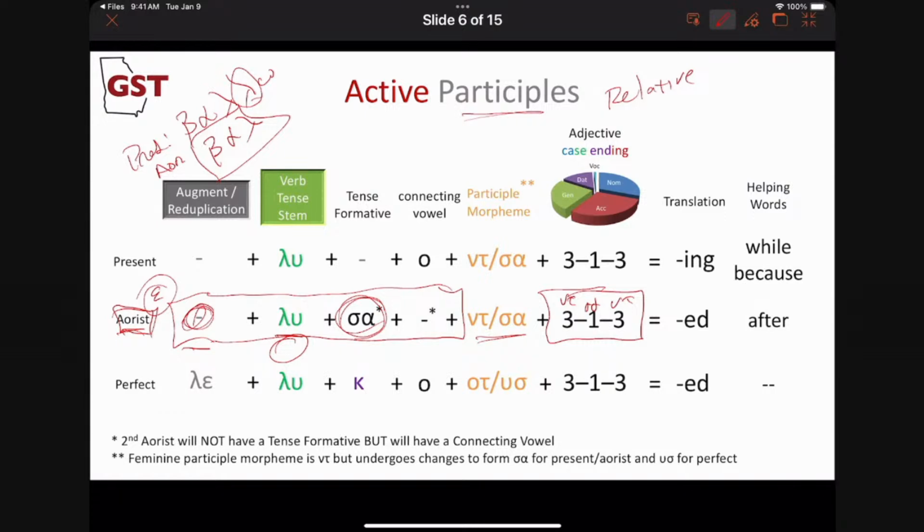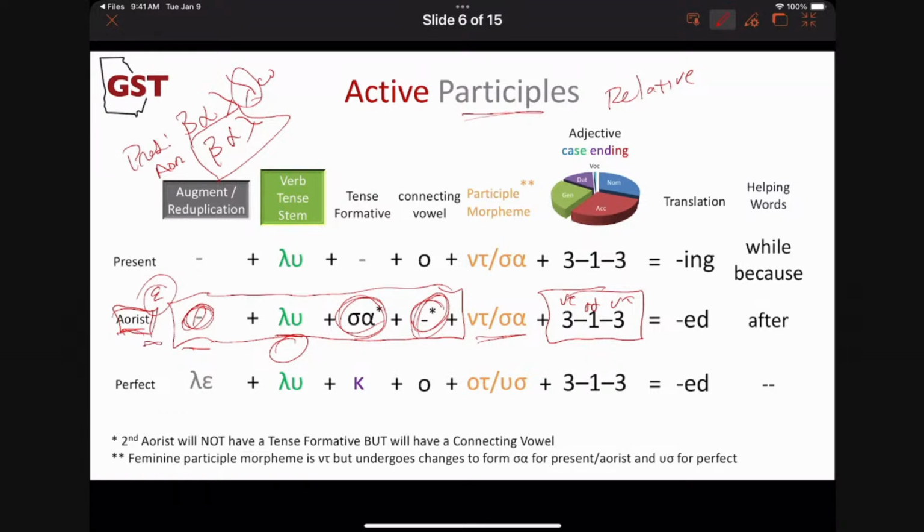So we don't have a connecting vowel. Why is there no connecting vowel, Jake? Because there is a tense formative. Yeah, well, not just that. It doesn't need a vowel because you already have the alpha, right, because the tense formative already has the vowel. It doesn't need one for pronunciation purposes.